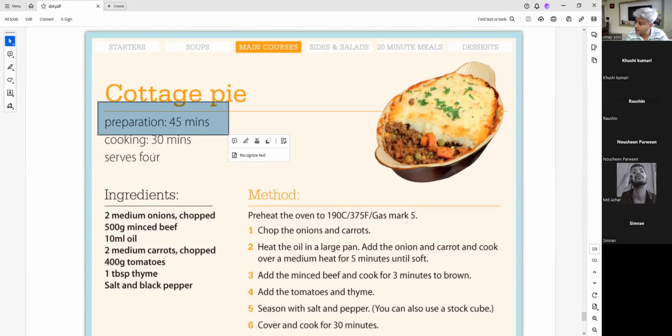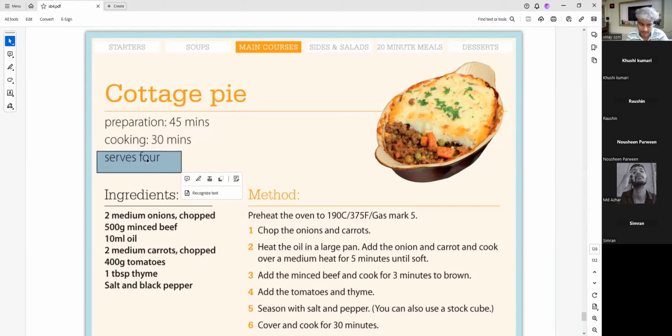Cooking time is 30 minutes. Overall, you need to spend more than 1 hour to cook this recipe, because you need to prepare for 45 minutes and then cook for 30 minutes. So overall, it will take you 1 hour, 15 minutes to cook cottage pie. And this dish serves four. It means this amount is enough for 4 people. If you have 8 people in your family, then double the amount.